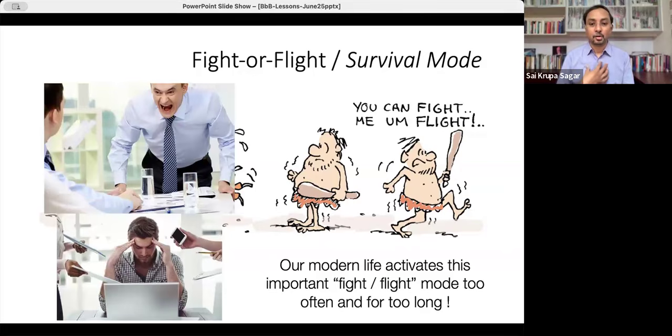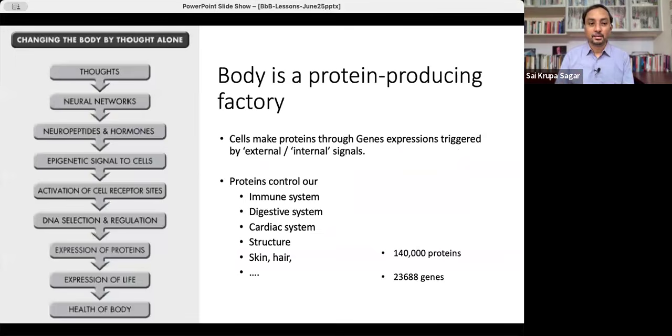That causes our body to keep getting bathed in stress hormones. And what happens when we are in fight or flight or survival mode? The body has a mechanism of making cells, making proteins that are the building blocks of our body, right? For example, everything is a protein.